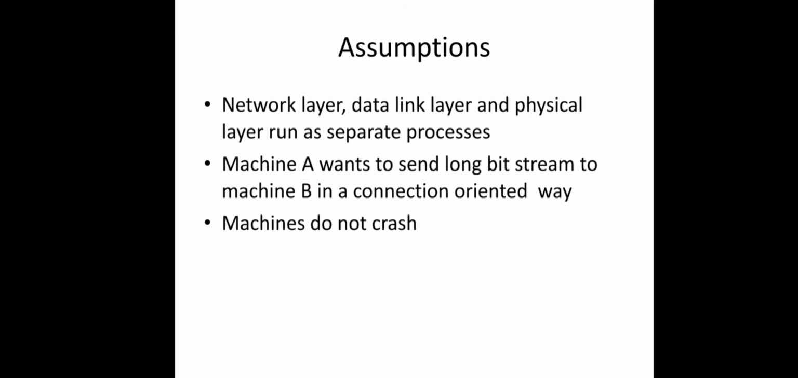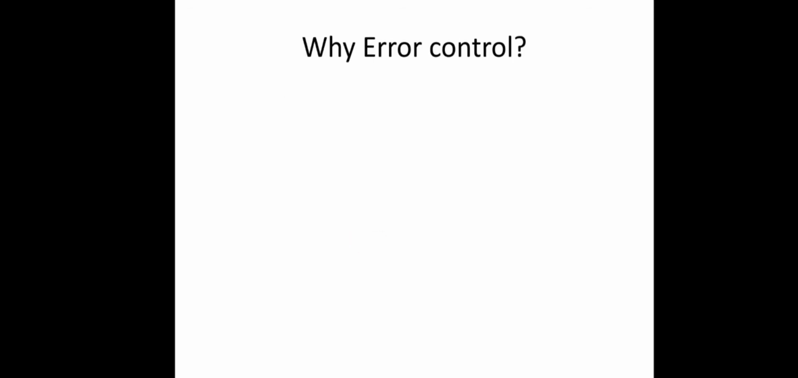And the third assumption is that machines do not crash. Always these two machines will be in functioning condition. The question is why we need error control. We are assuming that both sender and receiver will not crash, and if the channel is also error free, there is no need of error control. But that is not the case, right?